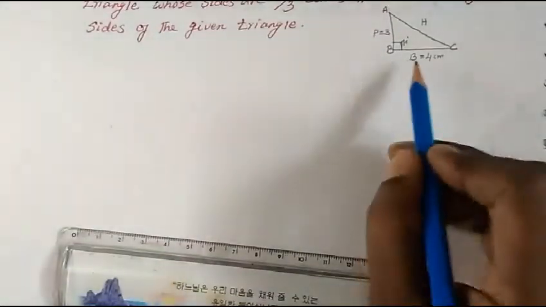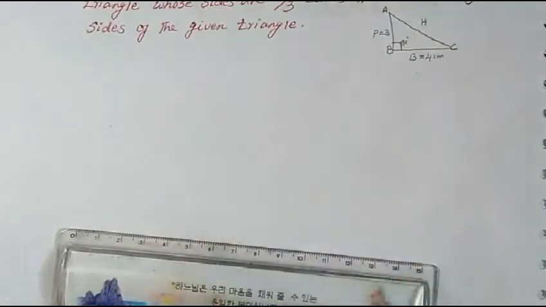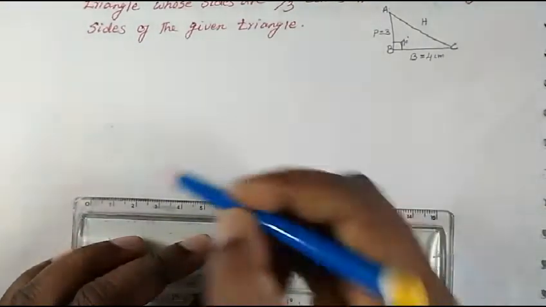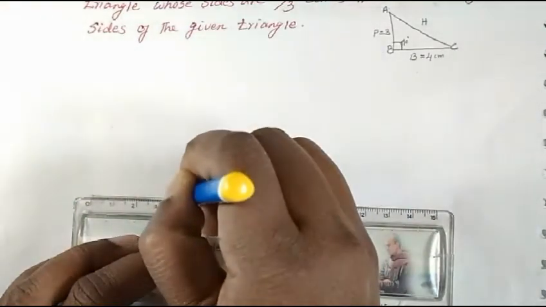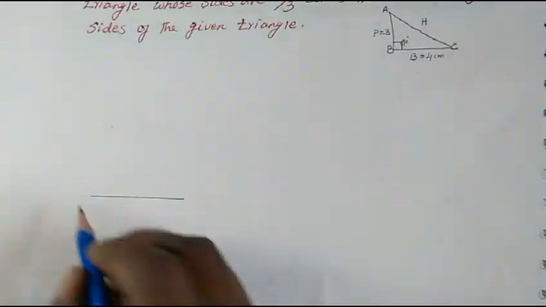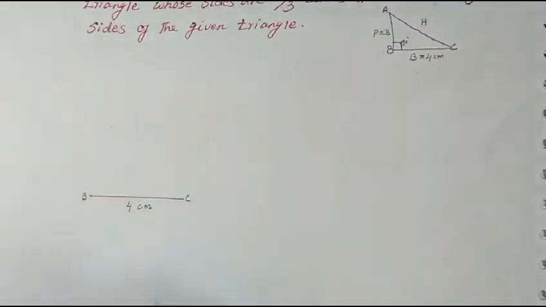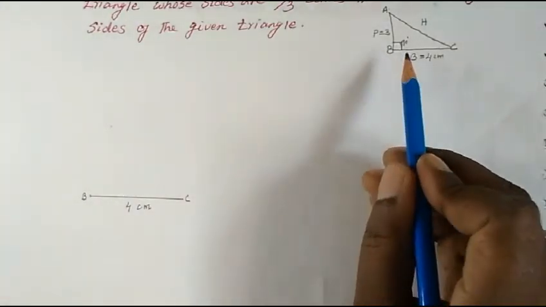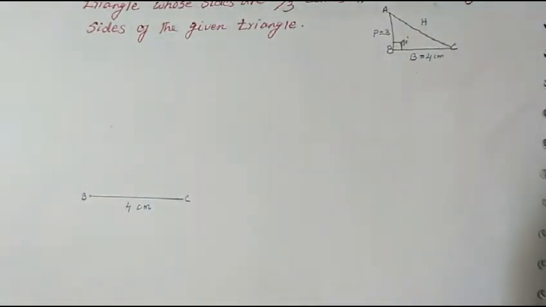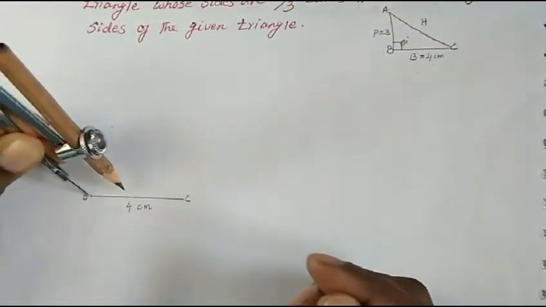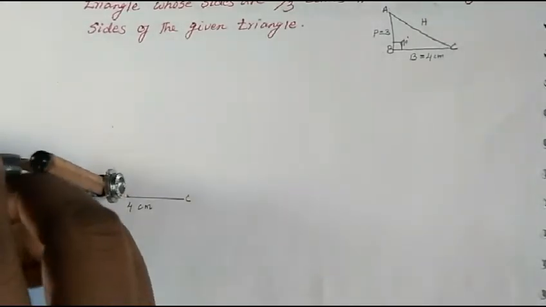So first we have to draw BC 4 cm. Okay, so this is BC, 4 cm. So now what we have to draw? We have to draw a 90 degree angle. Use compass or protractor, whichever one you want. I'll take any measure and draw one semicircle.